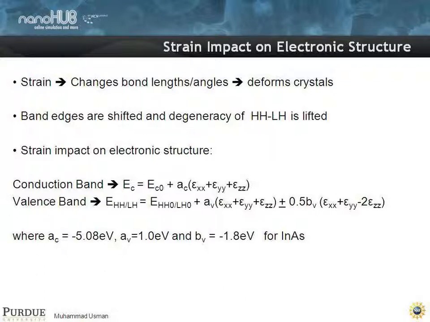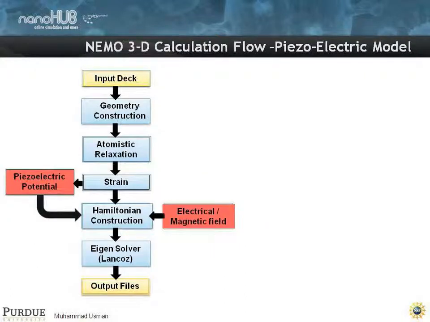And there's a big impact of strain on the conduction and the valence bands. It deforms the crystal, the band edges shift, and the degeneracy of light hole and heavy holes is lifted. For the conduction bands, you can sort of analytically write down things from continuum theory, where you have a conduction band deformation and a valence band deformation, and also a coefficient for biaxial strain. These are some of the constants for indium arsenide. And that gives you an idea why we do the strain.